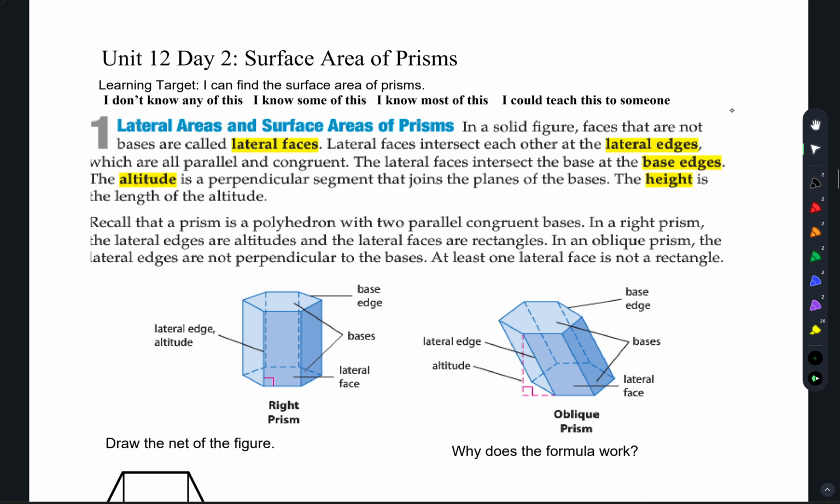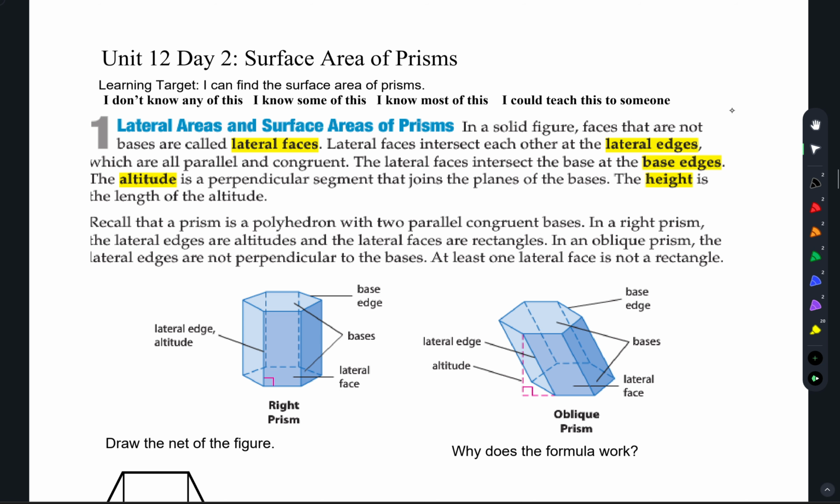For day 2 of this unit, we're going to talk about surface area of prisms. We're going to go shape by shape here. Remember how I talked to you yesterday? Prisms are shapes that have 2 bases. Those bases can be any kind of polygon, regular polygons, irregular polygons, all that good stuff.